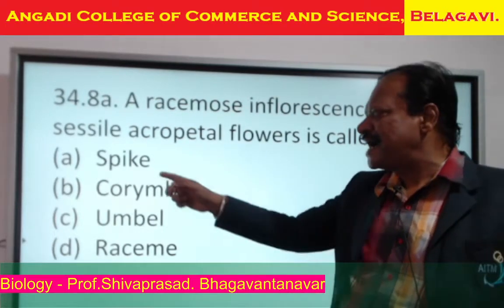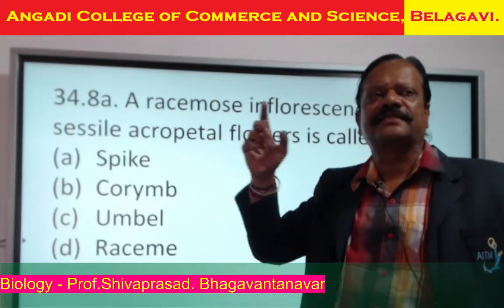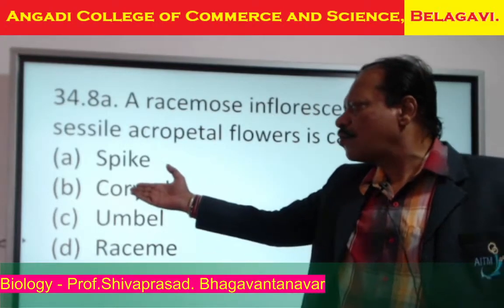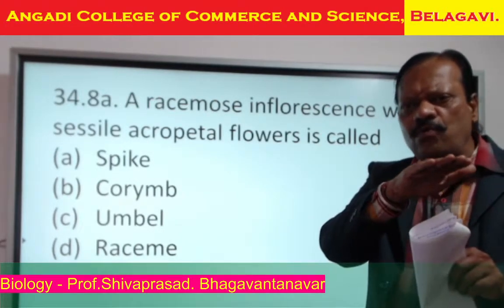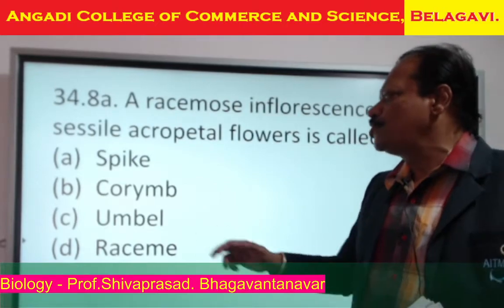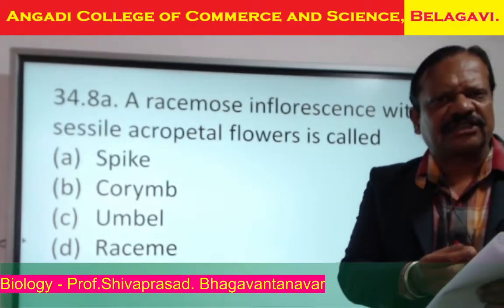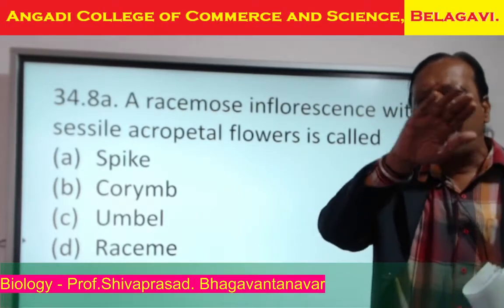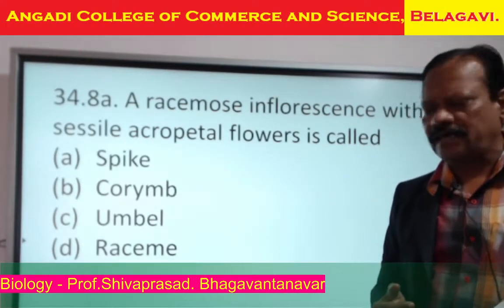Then you call it a spike type of inflorescence, and for this question, option A is the right answer. Now we will observe the other options also. Now corymb type. In corymb, all flowers are arranged in one layer and a flat, rounded layer is formed. Then you call it corymb. Umbel is also similar. Depending on the flower stalks, some of them are reduced, some of them are long, so an umbrella-shaped structure is formed. Then you call it umbel type of inflorescence.